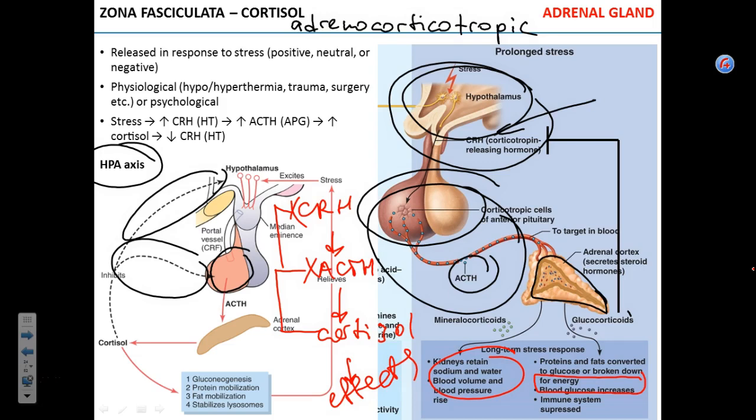So as a long-term effect of stress, kidneys retain water. They keep sodium in, water's in, blood volume increases, blood pressure increases. Does that make sense? But what I want you to remember: the metabolic effect of cortisol is elevated blood sugar. Are we clear? That's the metabolic effect of cortisol. Okay, moving on.